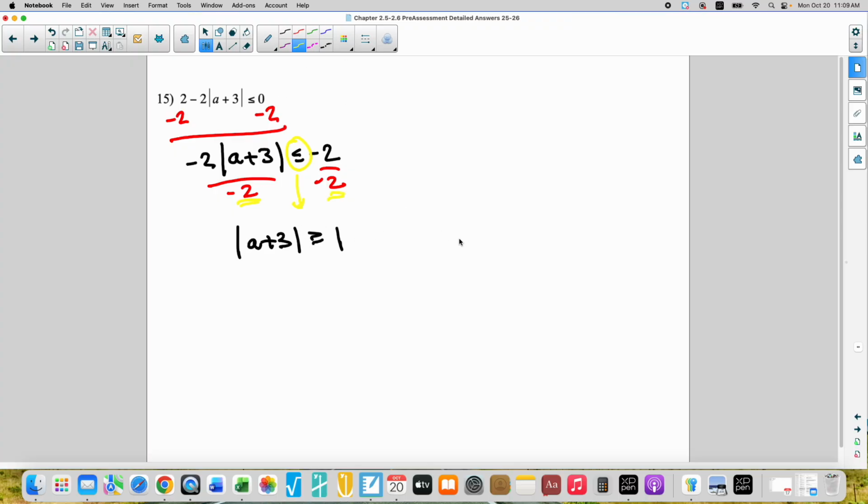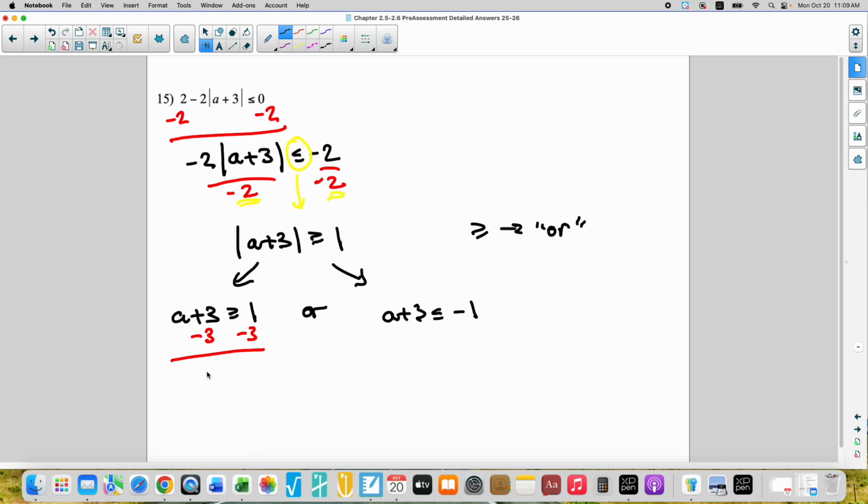It's greater than. So I know that this is an or statement. So I have to write my two statements. A plus 3 is greater than or equal to 1, or a plus 3 is less than or equal to negative 1. Let's solve it. Subtract 3. A is greater than or equal to negative 2. Let's isolate it. A is less than or equal to negative 4. It's an or statement.